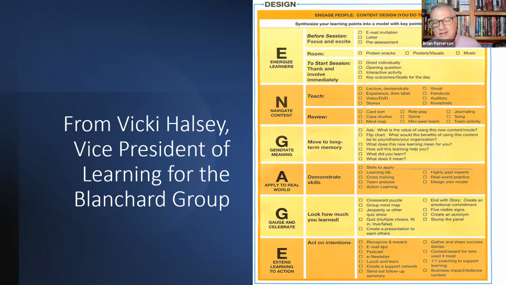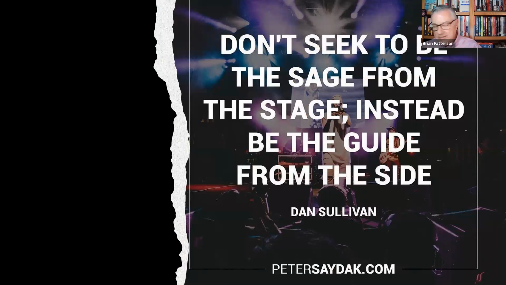Anyway, that's her Engage content design, and those are the things we do to create an environment for people for learning to happen. And this is one of my favorite quotes, which is something that restrains me a lot of times. In adult learning, it's not about being the sage from the stage, but being the guide from the side. Does that make sense?